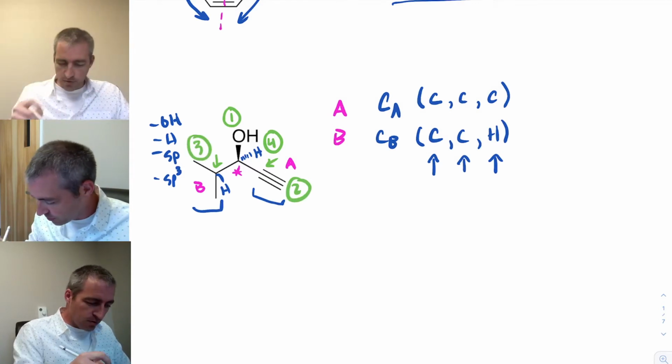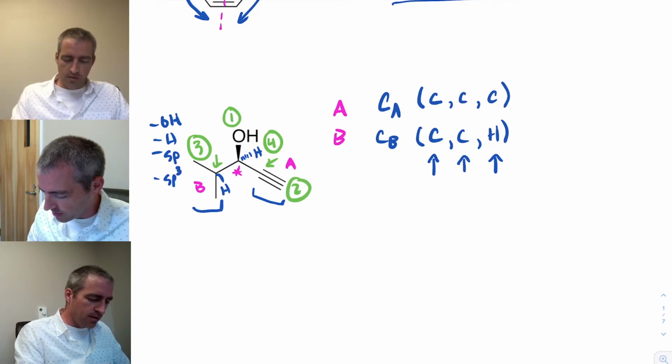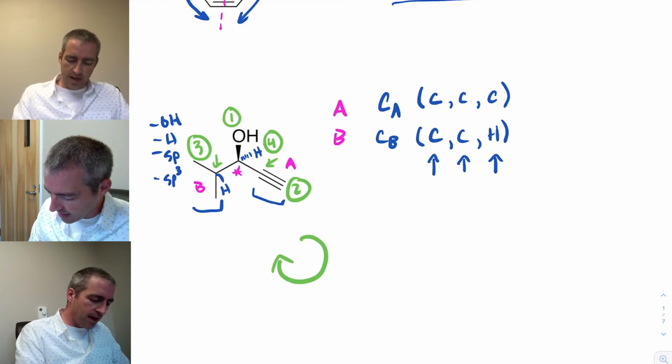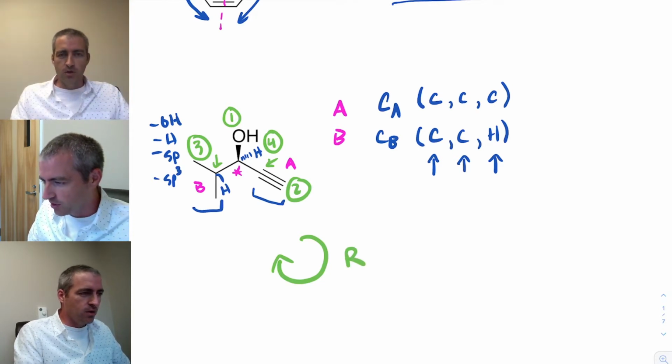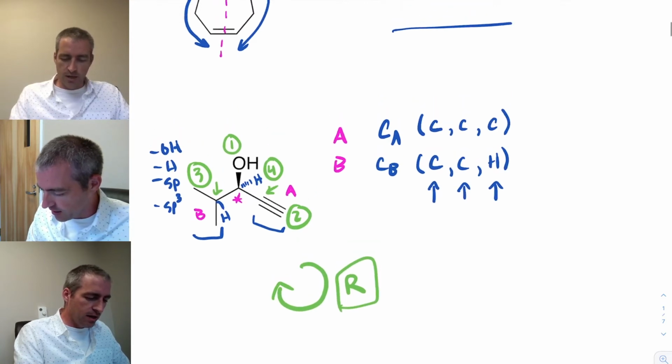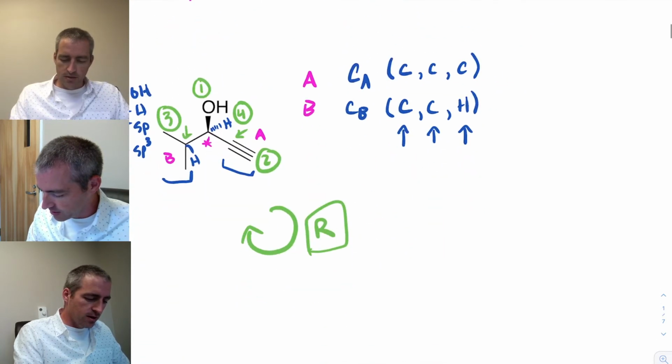Orient the lowest priority group backwards, which is number 4, it's already in the right place. And 1, 2, and 3 go in a clockwise fashion from high to low priority, which makes this one R as well. There's 2 R's.